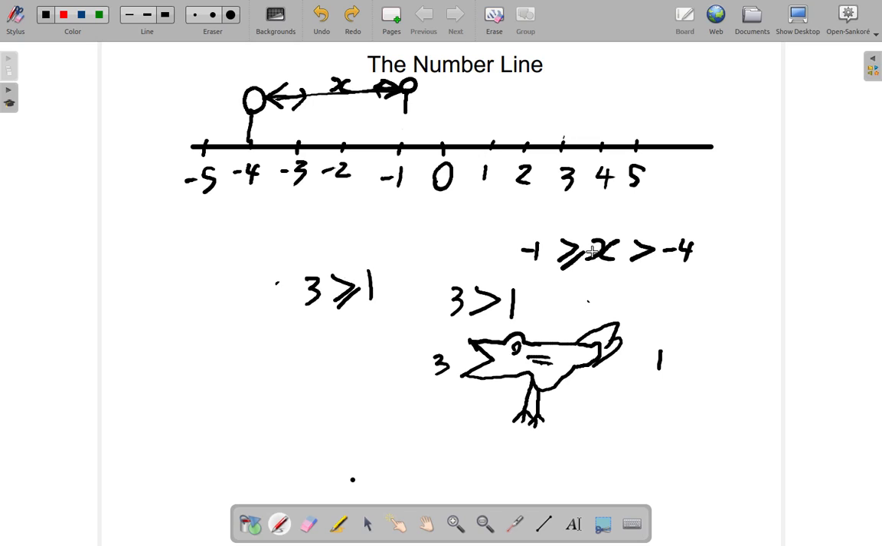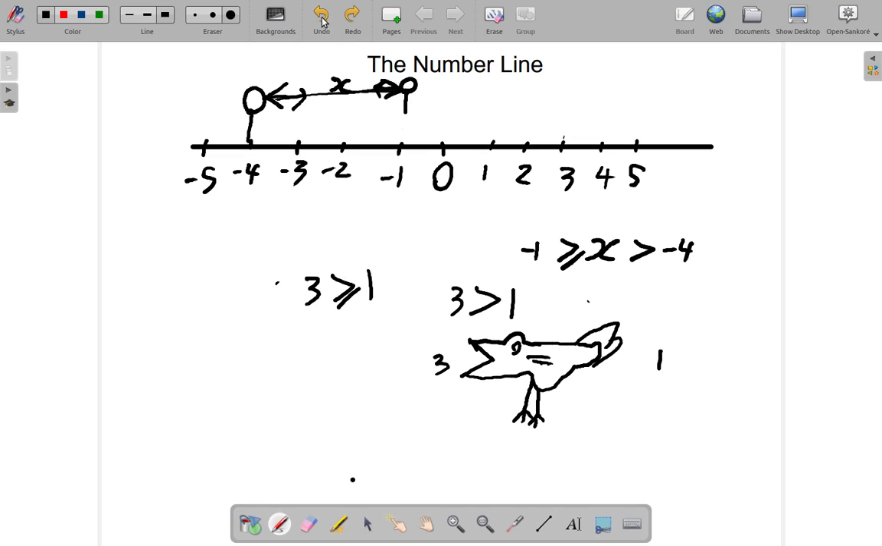Alright? X is less than or equal to -1, because the smaller part of the beak, the back of the beak, is pointing to x. So the bird had turned its back to x. X is smaller. X is less than -1. X is less than or equal to -1 means that the value of -1 is included. So I shade the -1.